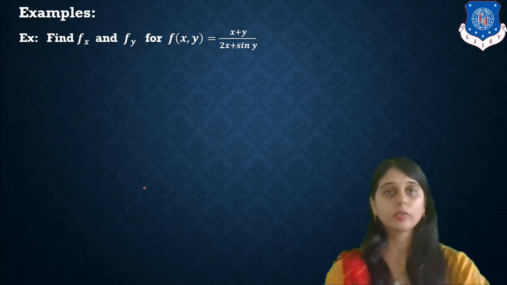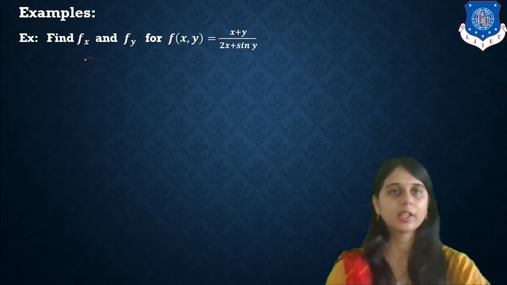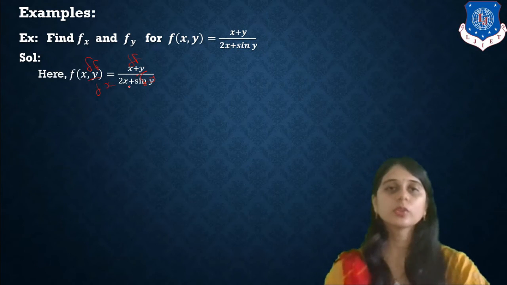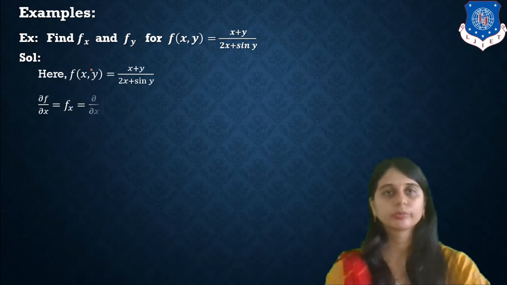Find fx and fy. That means del f by del x and del f by del y. For f(x,y) equal to (x+y)/(2x+sin y).